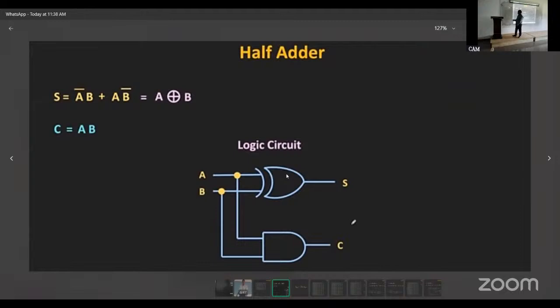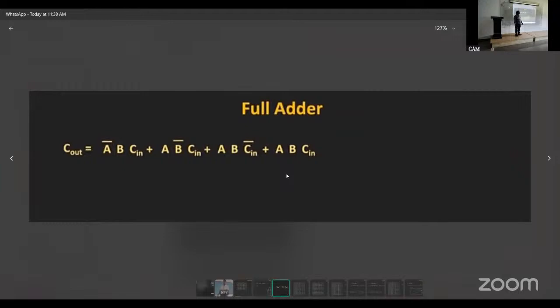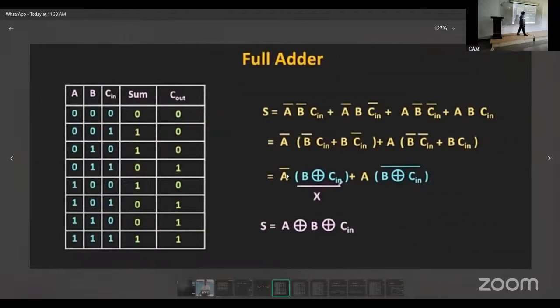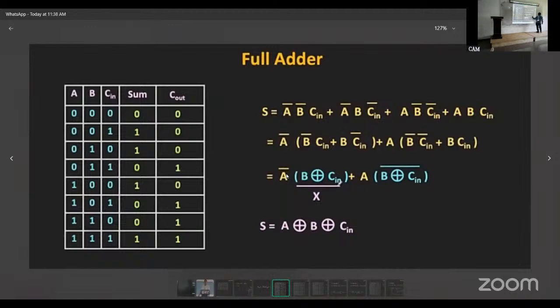Okay. It is the same way now. Full adder. Full adder is nothing but we can add the 2-bit data. So the full adder circuit.